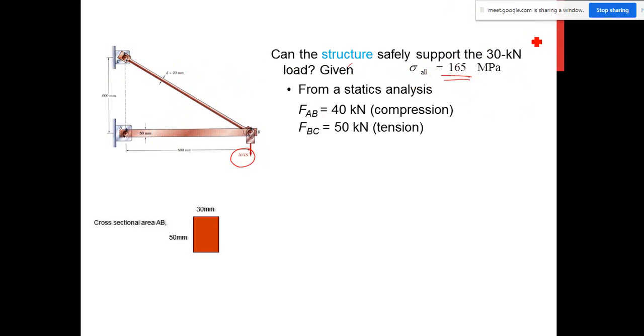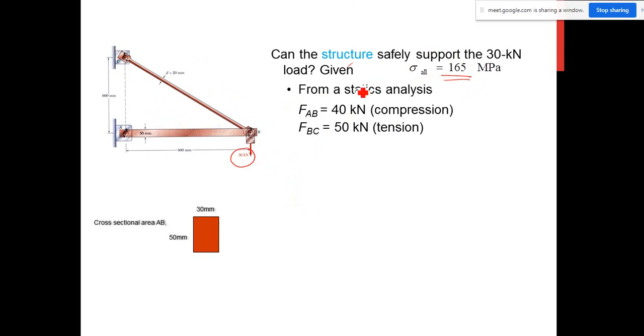So what we have to do is calculate the stress for each member, which is member AB and also member BC, and then compare that stress with the allowable stress. If the stress in the material is lower than the allowable stress, it means the structure is safe. If the stress in the structure is higher than the allowable stress, it means the structure cannot support 30 kN.